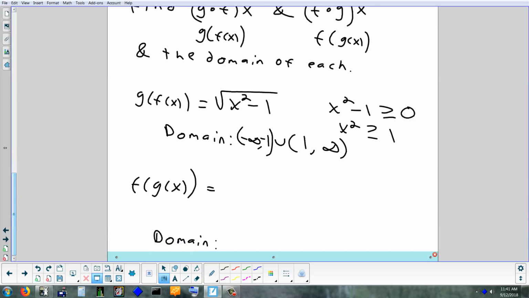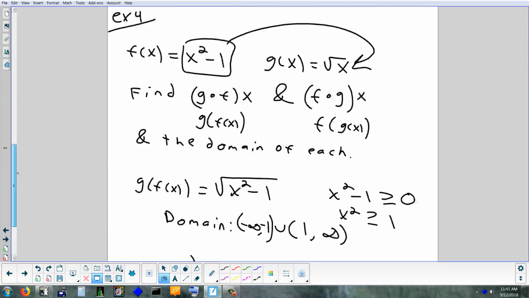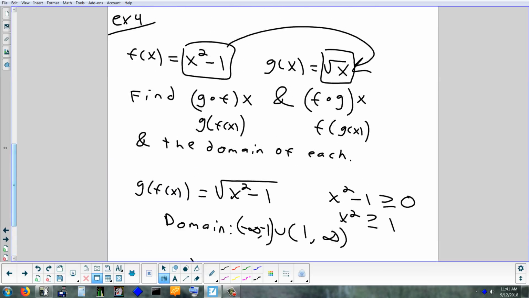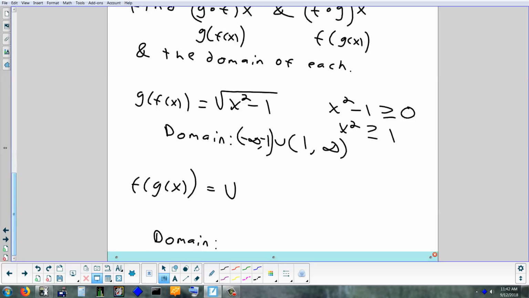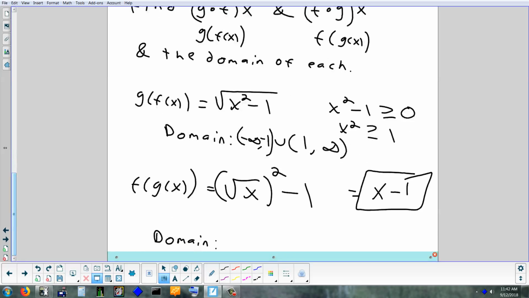Okay, so let's compose it the other way. F of g of x. So take g of x and plug it into f. If I do that, I'm going to get the square root of x, squared, minus 1. Joe, is there anything I can do there to simplify that? Well, you can square the square root of x. Yeah, so we just get x minus 1. And there is our final answer.